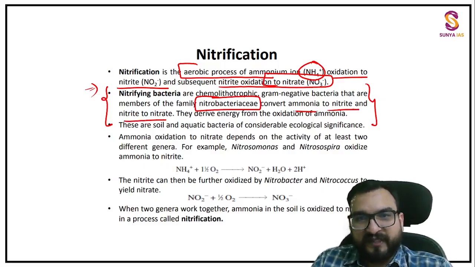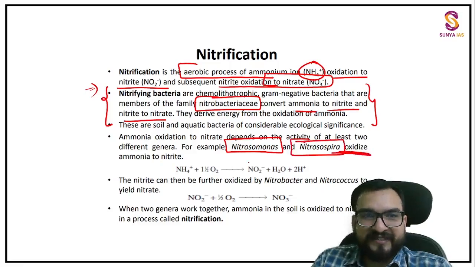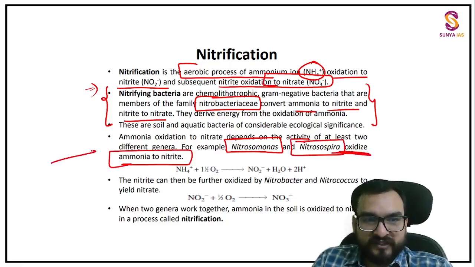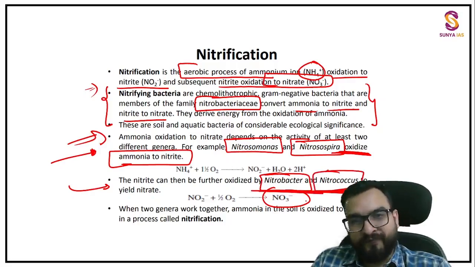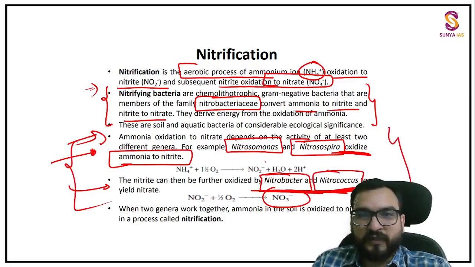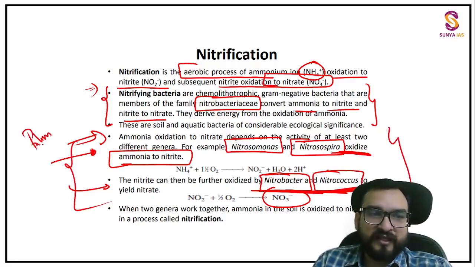So which of the bacteria are utilized over here basically? You will be finding Nitrosomonas and Nitrosospira oxidize ammonia to nitrite. This is the first step you have to remember, guys. And then in the second step, when nitrite is found, Nitrobacter and Nitrococcus will be utilized. So this you have to remember for sure. This will be utilized for your prelims too. In prelims also it can be asked.